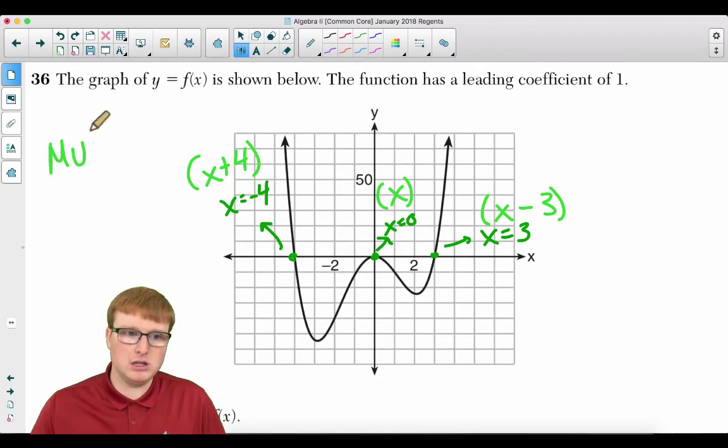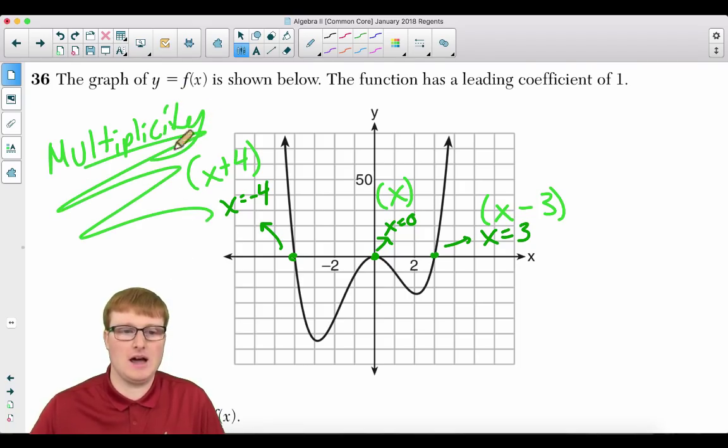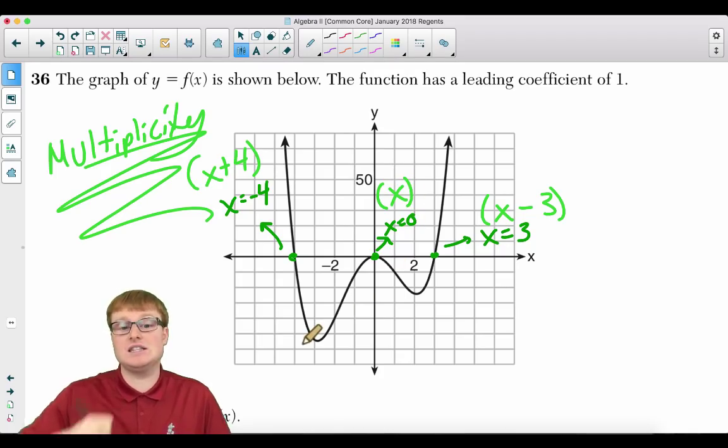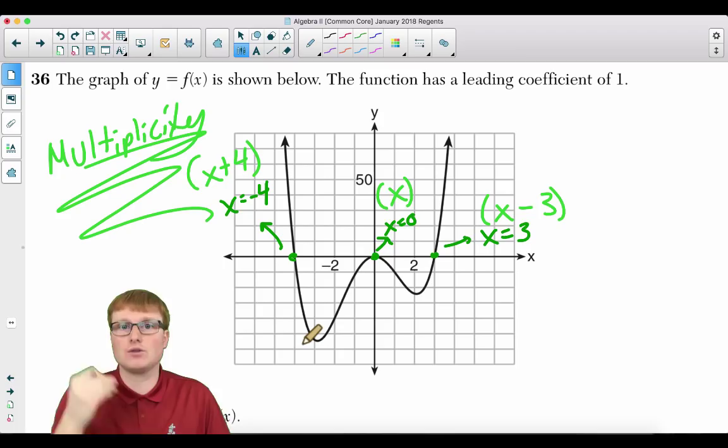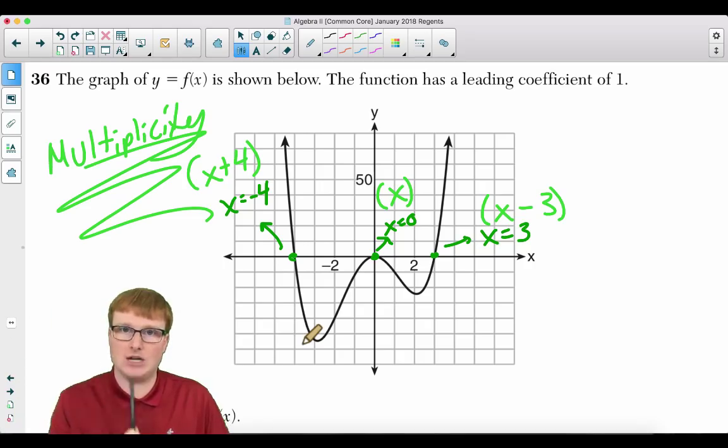Please don't forget the word multiplicity. It's coming up frequently on these exams now. Multiplicity is the characteristic of the root shown on the graph. It is the relationship between the characteristics shown on the graph and the amount of times the root repeats itself. So, believe it or not, that is a bounce.